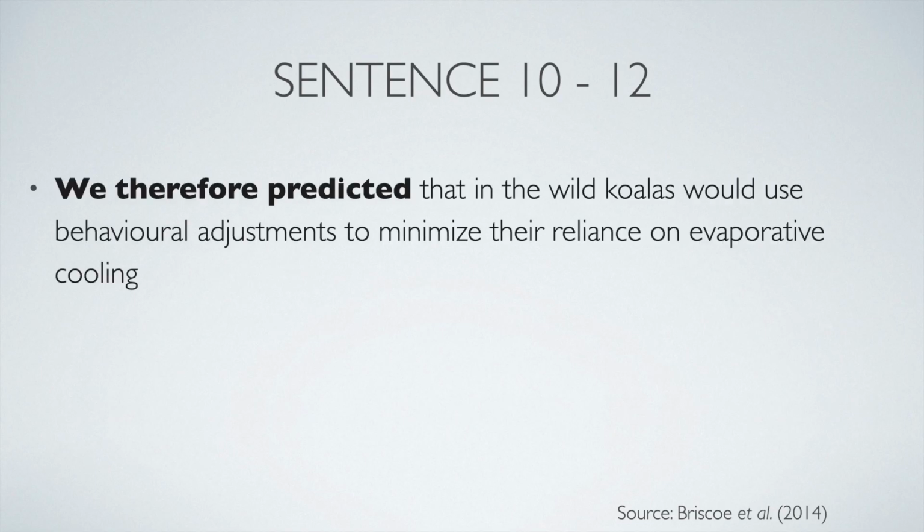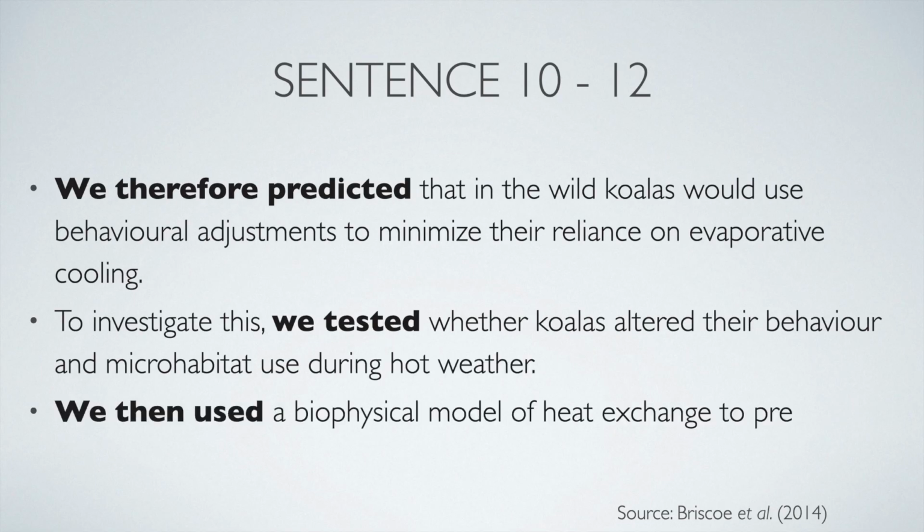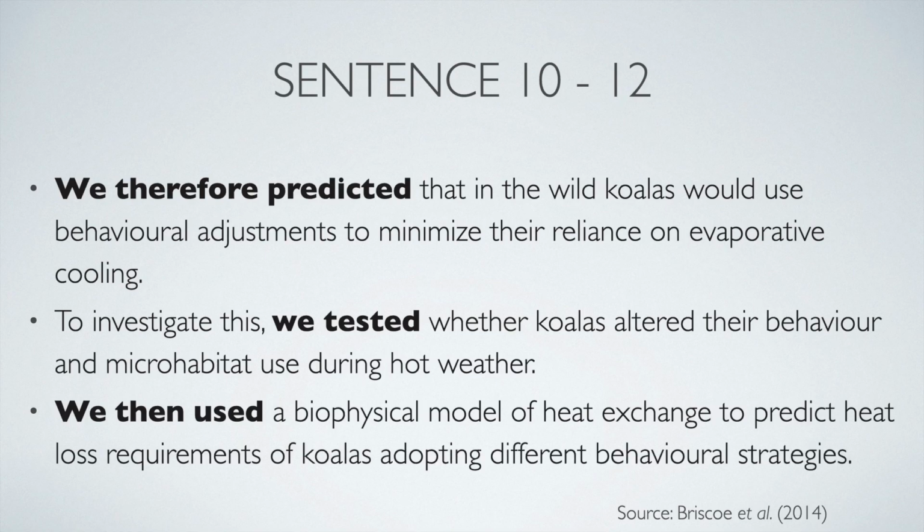The last three sentences in this introduction, that is sentences 10, 11, and 12, were the author's own ideas. So in sentence 10, the authors tell the reader the hypothesis of their study. The authors wrote, "We therefore predicted." In sentence 11, the author tells how they tested their hypothesis. They wrote, "We tested." And in the final sentence, that is sentence 12, the authors wrote about another type of analysis they conducted. They wrote, "We then used."